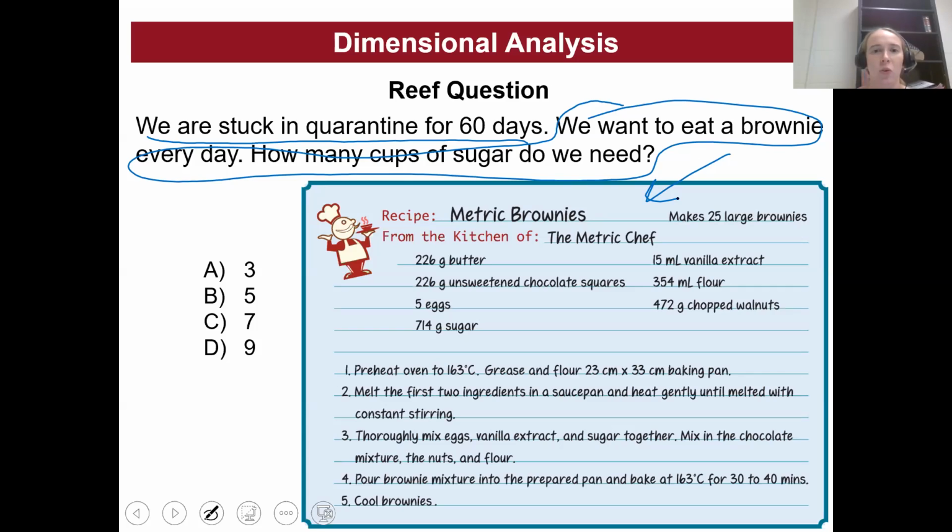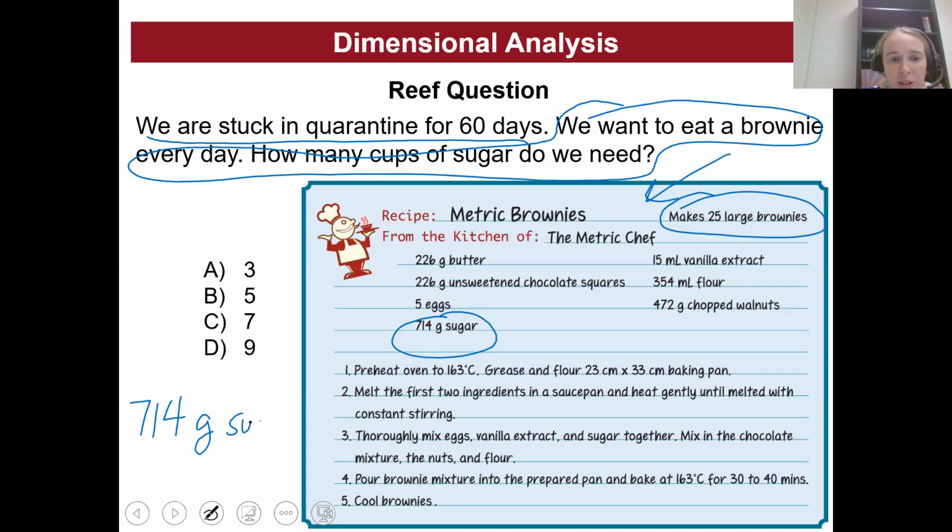All right, so we're gonna look at sugar. This recipe makes 25 large brownies, and we need 714 grams of sugar to make 25 brownies. So that's a conversion factor: 714 grams of sugar per 25 brownies. There's a conversion factor for us. We want to eat one brownie every day for 60 days, so we want 60 brownies.